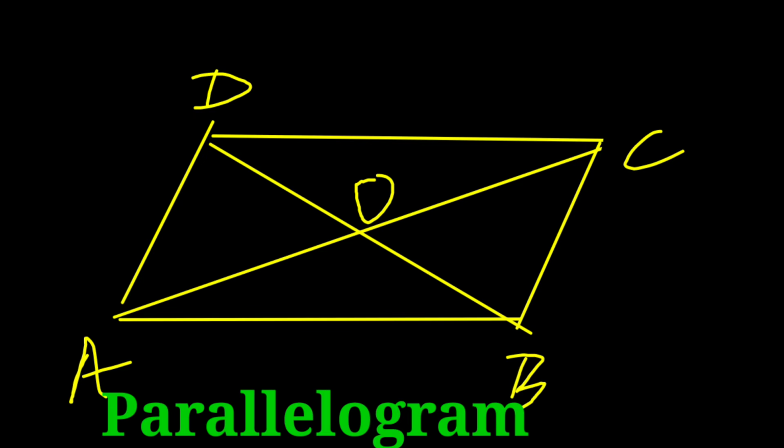There are theorems based on the parallelogram that we will come to know afterwards. So remember that AB is parallel to CD and AD is parallel to BC, and the diagonals give OA equals OC, OB equals OD. This is the main thing.